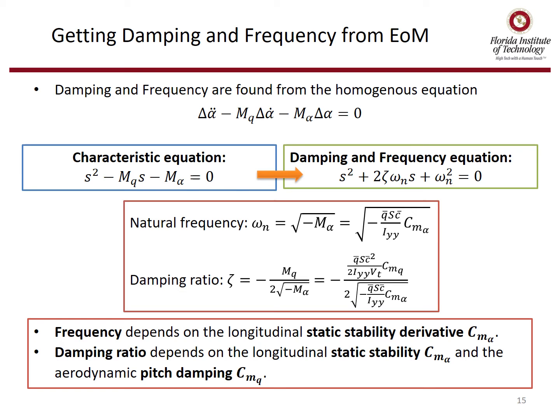So what this tells us is frequency depends on our longitudinal static stability derivative cm alpha, but that the damping ratio depends on the longitudinal static stability cm alpha and the aerodynamic pitch damping cmq.